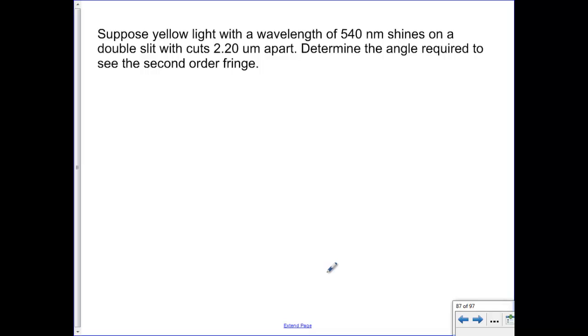Let's say you send in some yellow light. So we know the wavelength. I'm just going to write down what we know. We know the wavelength is 540 nanometers. And then we know how far apart the cuts are for the double slit. You guys remember what variable we used for that?